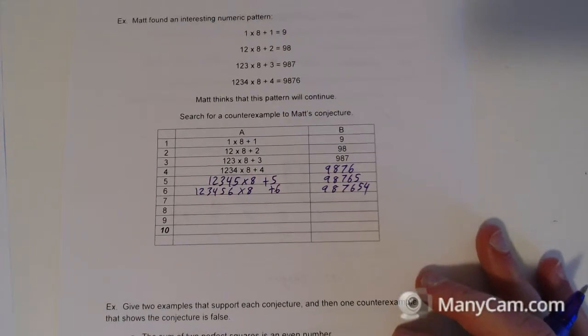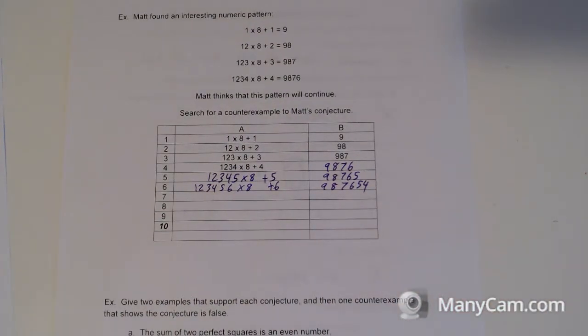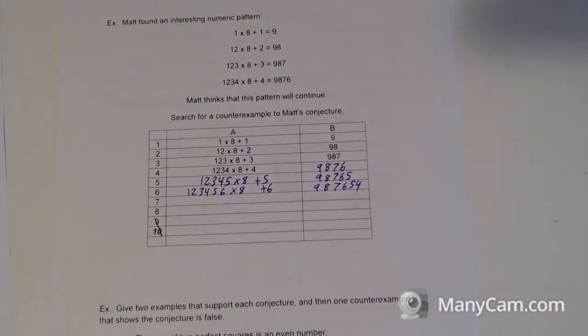So we're searching for a counterexample. We're not sure if this is still true. Let's just try 2 more. Let's not do 9 and 10, we're going to get huge. But try 2 more, see what you get.